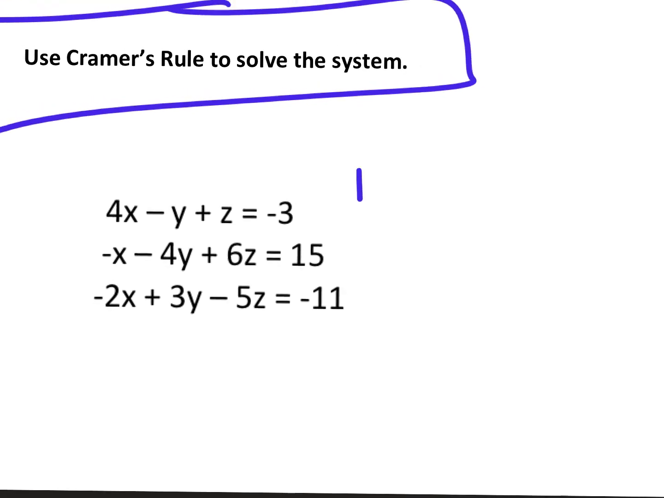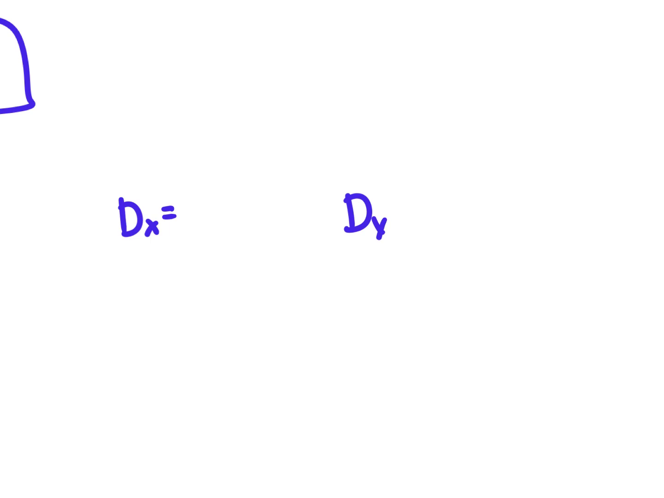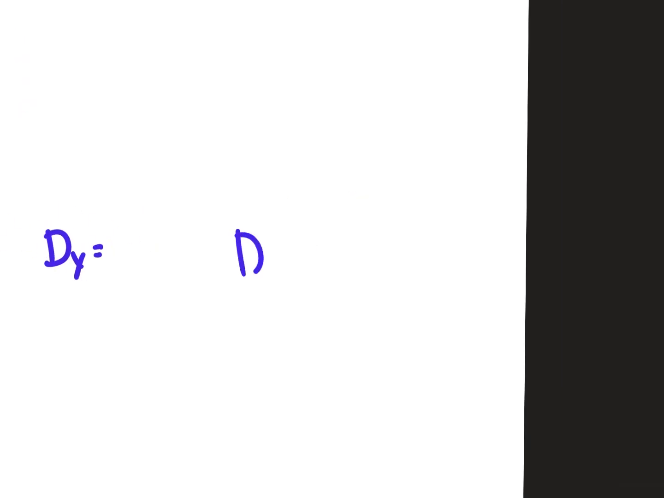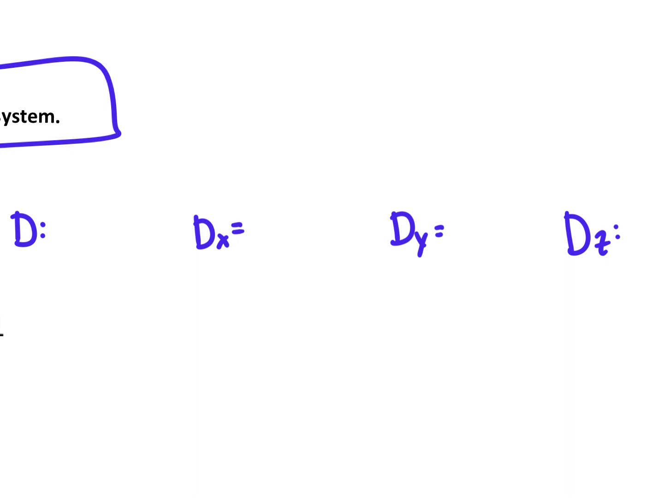Okay, I have to find the determinant of my coefficients. What else do I have to find? I have to find the determinant of x, D sub x. I have to find D sub y. I have to find D sub z. Right now, guys, I'm only doing the determinant and then one of the variables, because I'm not doing the whole thing. It's already worked out for you, but I want you to understand the process.